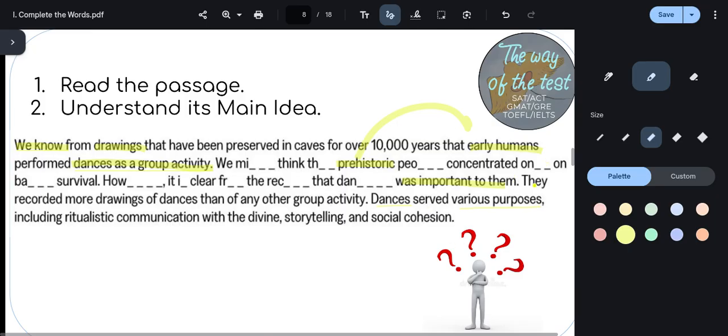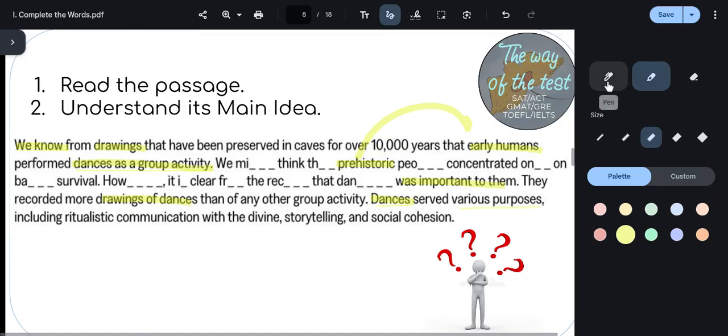And then they give us more information. They recorded more drawings, so it's more about dancing again than any other group activity. Dancing again serves various purposes, including ritualistic communication with the divine, storytelling, and social cohesion. If you notice, they repeat the word dancing again and again, at least three times. So it's probably about dancing, right? I mean, this is probably about all or early humans dancing. Okay, that's it.